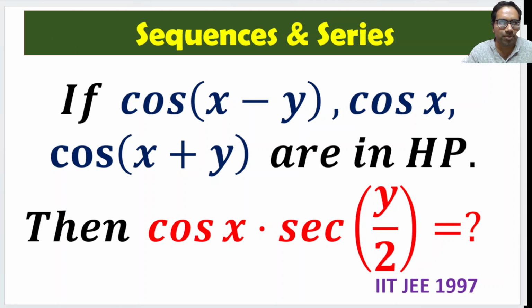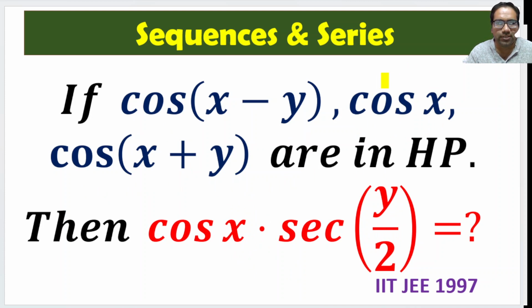Hi friends, in this problem we are given that cos(x − y), cos x and cos(x + y) are in harmonic progression, and we have to find the value of cos x · sec(y/2). We have x − y, x and x + y, and we have to convert everything into terms of x and y/2. These three terms are in harmonic progression.